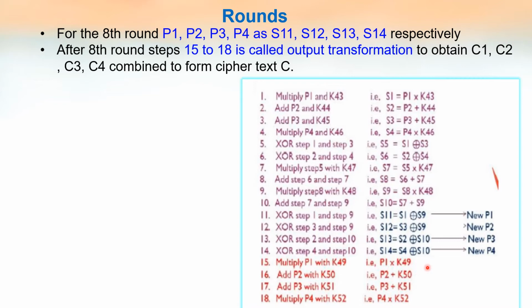These are the transformations made by that round: P1 into K49, P2 plus K50, P3 plus K51, P4 into K52. The output transformation round uses 4 keys, as we have already learned. All the other rounds use 6 keys, and this last round uses only 4 keys. The output from this is taken as the ciphertext, C1, C2, C3 and C4, obtained from the plain text using the IDEA algorithm.